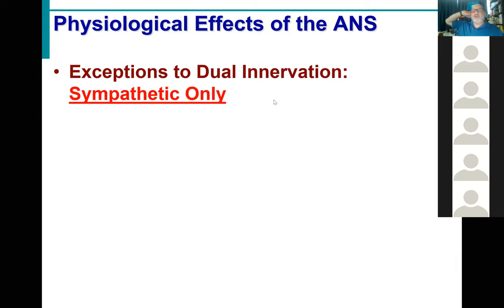Now, let's talk about those exceptions, the ones that do not have dual innervation. The ones that do not have dual innervation are innervated only by the sympathetic nervous system. The parasympathetic nervous system doesn't go to them. And like I said, most of these are pretty obvious.